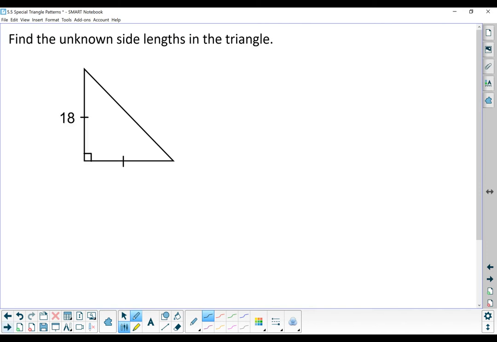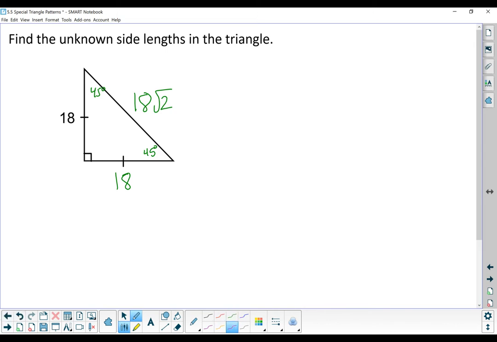So I'll show you what I mean. In this triangle, it is isosceles. This leg is also 18. This is a right triangle, so this is a 45, 45, 90 triangle. So we know that the hypotenuse is the leg multiplied by root 2.